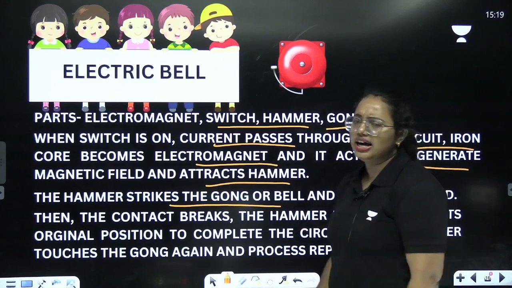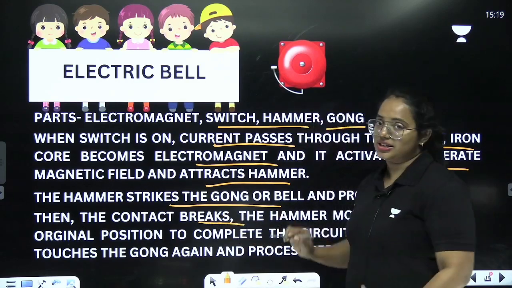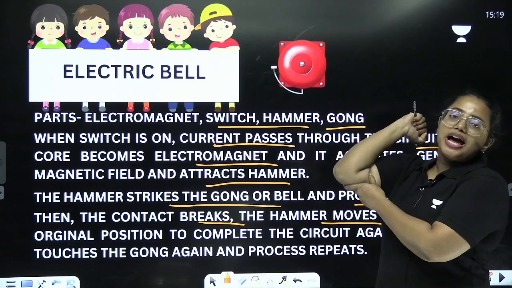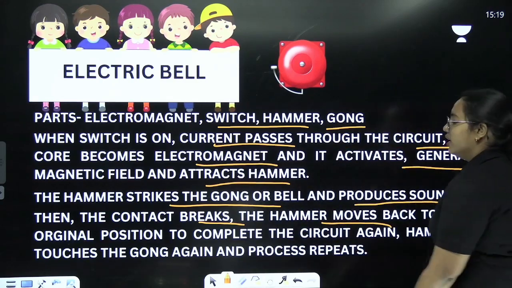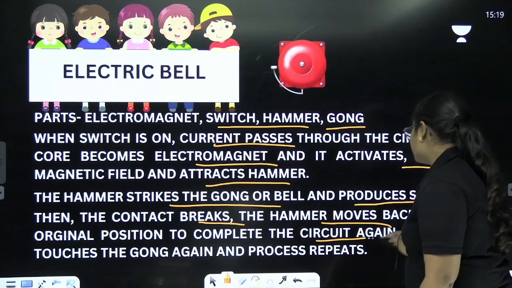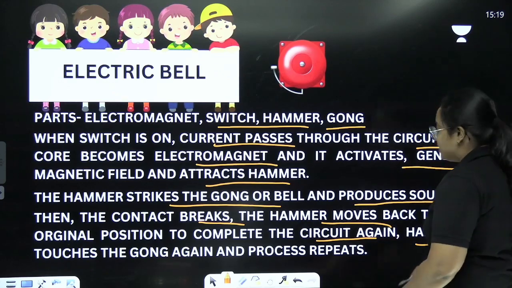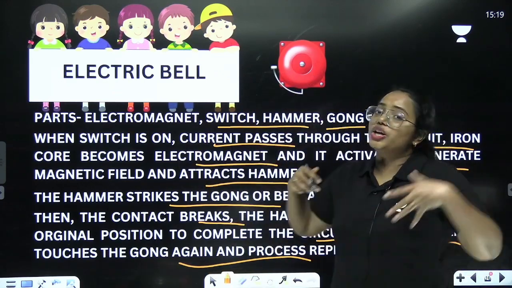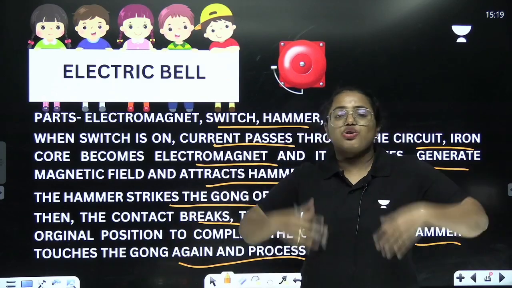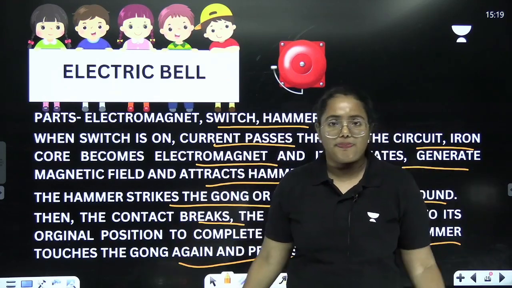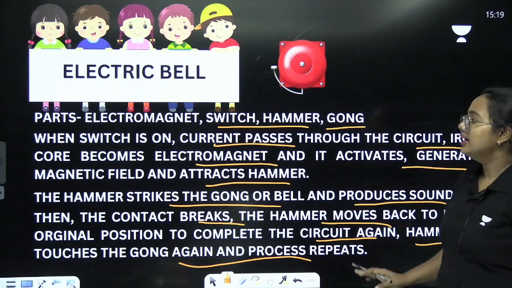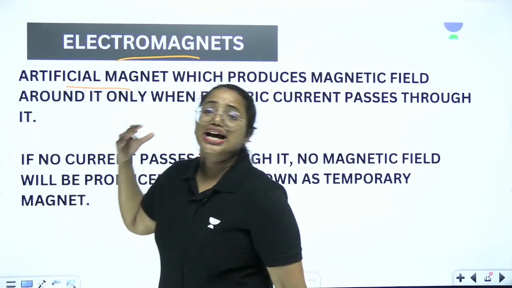And what about the next one? Then the contact breaks. Immediately the contact breaks and the hammer moves back to its original position. Got it? So that completes the circuit again, and by the time the hammer touches the gong, it produces sound again. So this is going to be a repeated process. This is the way the electric bell works. Got it? Clear?